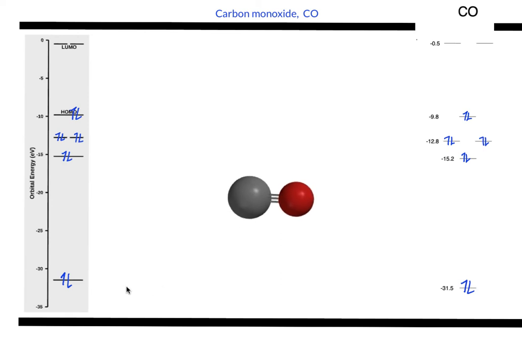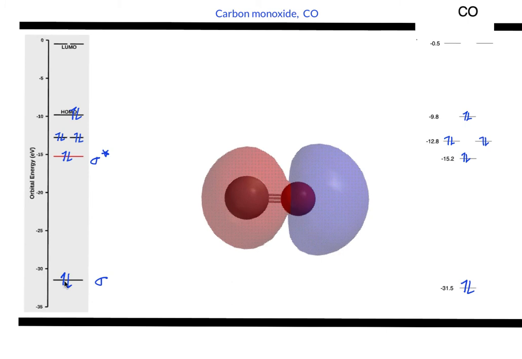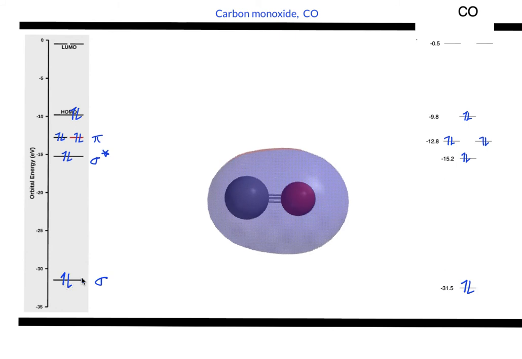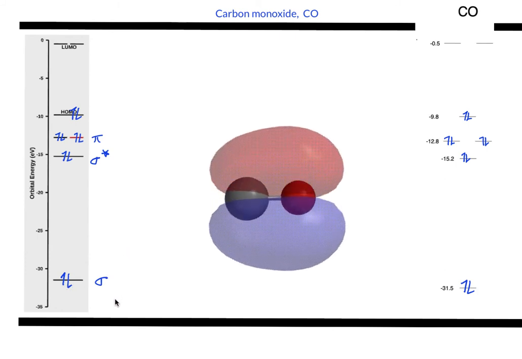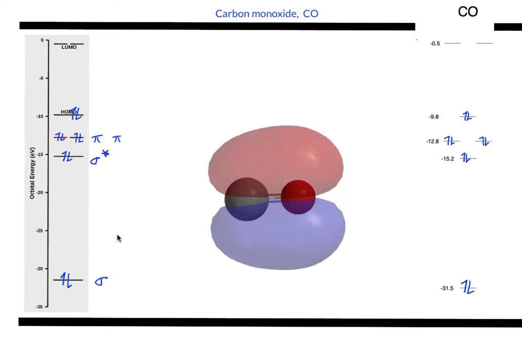Let's look at the orbitals calculated by Spartan. The lowest energy orbital is sigma bonding. The next orbital is sigma antibonding. Then there are 2 pi molecular orbitals of the same energy levels.